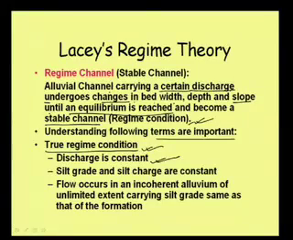And of course, if the canal that we are designing is a drainage canal of a city, then definitely this condition cannot be satisfied, but still we need to design with some assumption, with some discharge considered as the dominant discharge. Then the next point for true regime condition, which must also be satisfied, is that silt grade and silt charge are constant.